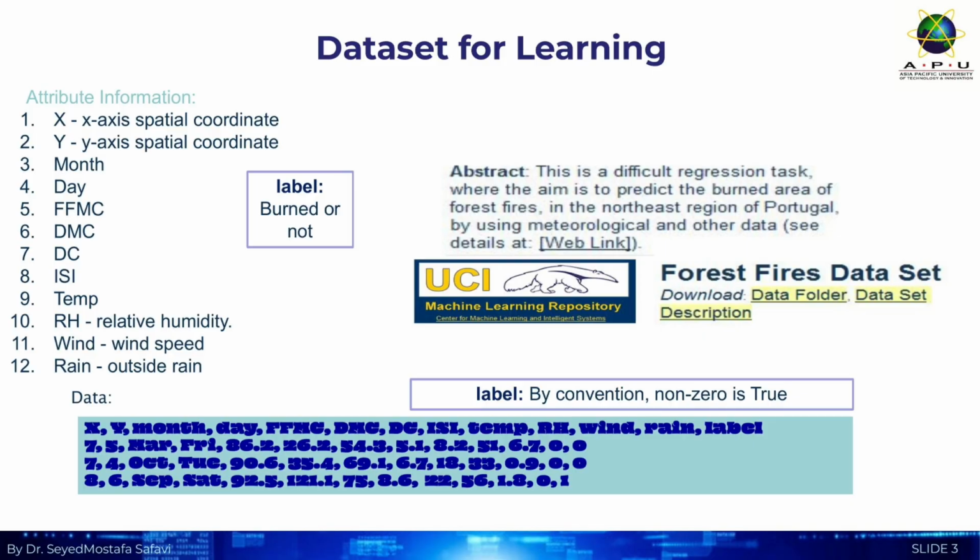Let's become data detectives. When we analyze a dataset, we're looking for clues, which we call attributes. For our intrusion detection system, these attributes are things like spatial coordinates, time, and environmental factors. The most crucial piece is the label. The label is the answer we are trying to predict, in this case, burned or not. This is how we teach the machine to learn, by giving it the clues and the right answer.